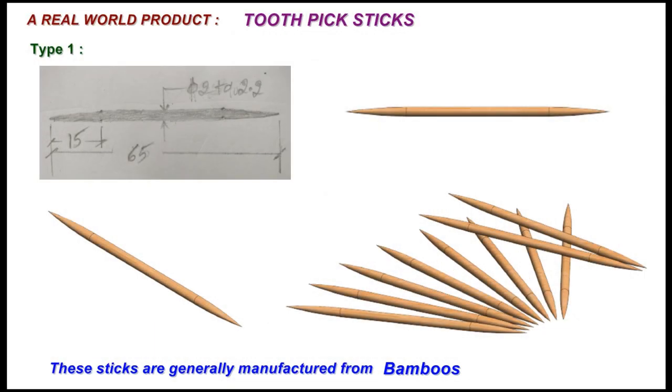So moving forward, this is a type 1 toothpick, which has two pointed ends, and here you can see the hand drawn sketch of this with approximate dimensions, and also you can see the final 3D modeled pictures of this with the real wooden appearances. As I described earlier, these are generally manufactured from wood or bamboos.